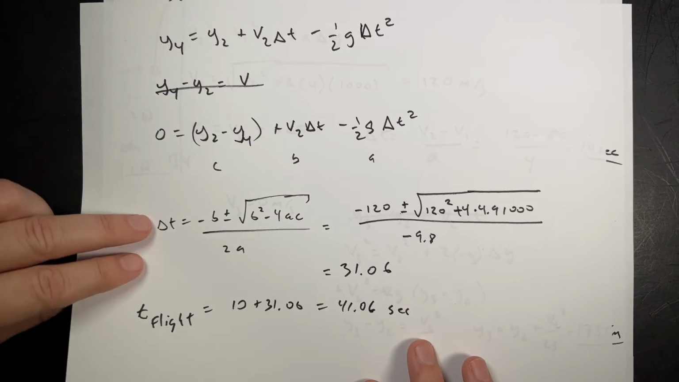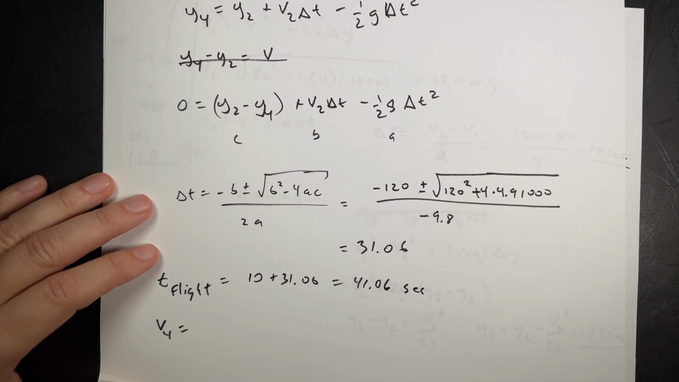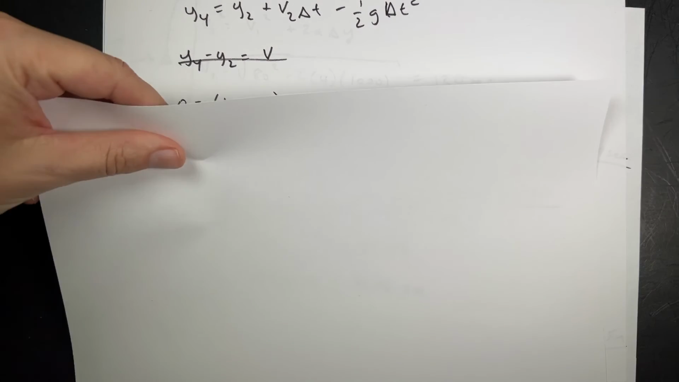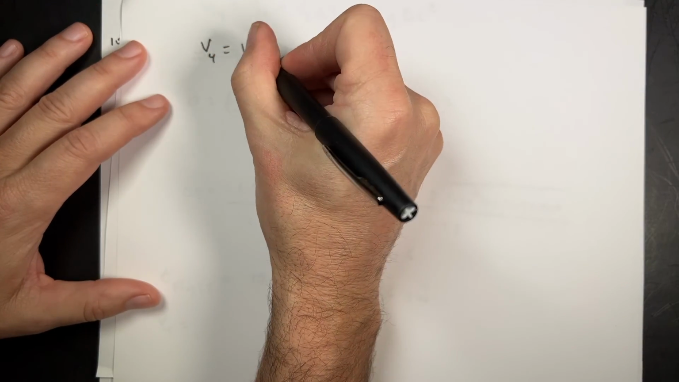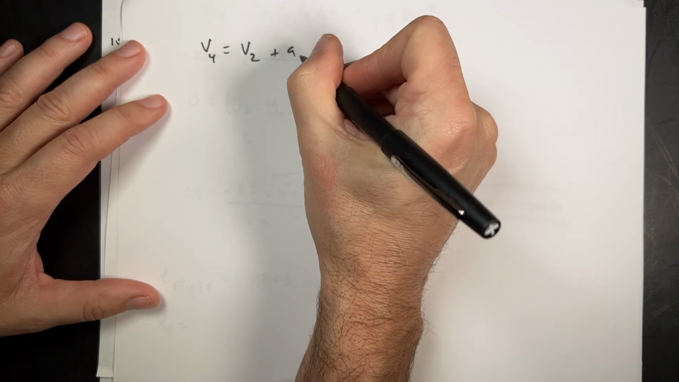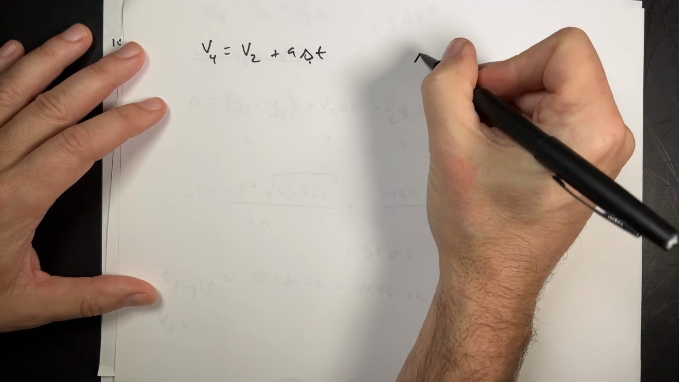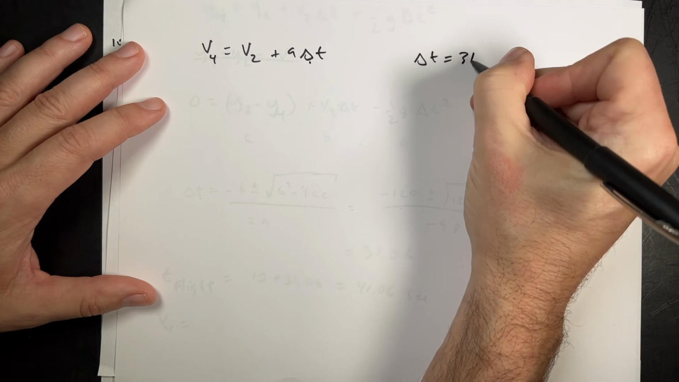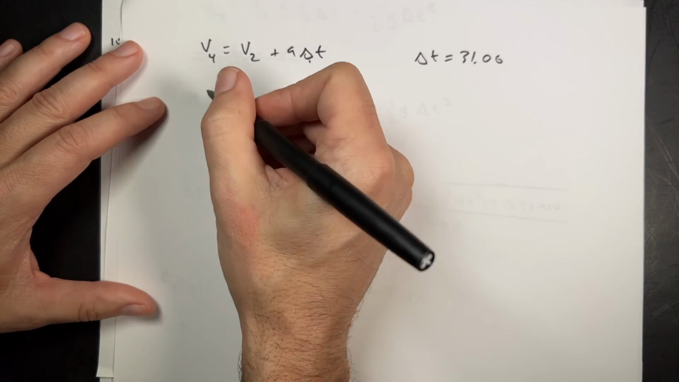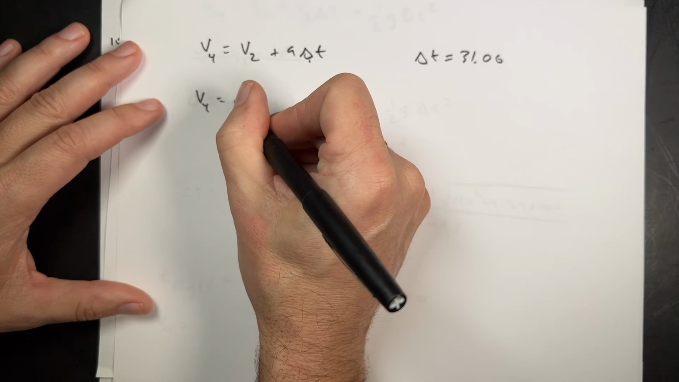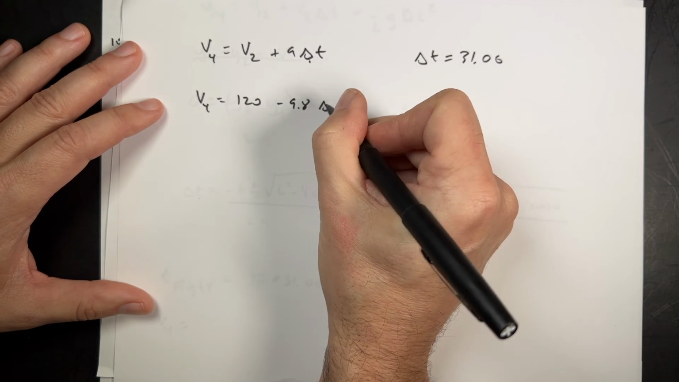So what's the collision velocity? So now we're saying what is V4 equals. I can do this a couple of ways. I can say V4 equals V2 plus A delta t. Right? So I already know delta t. Delta t going from 2 to 4 is 31.06. I know the acceleration is negative 9.8. I know V2. So V4 is going to be equal to 120 minus 9.8 times delta t.